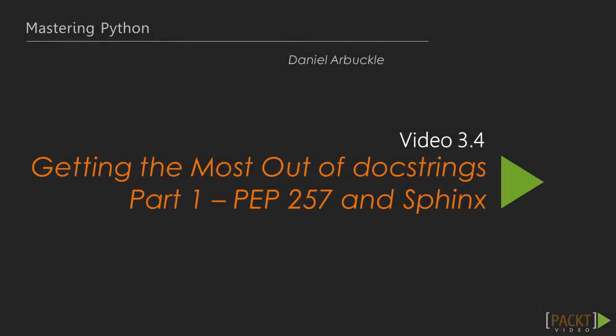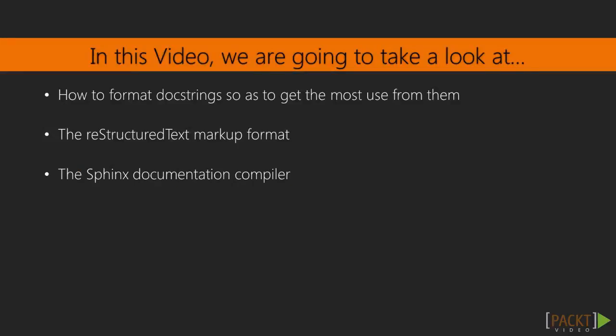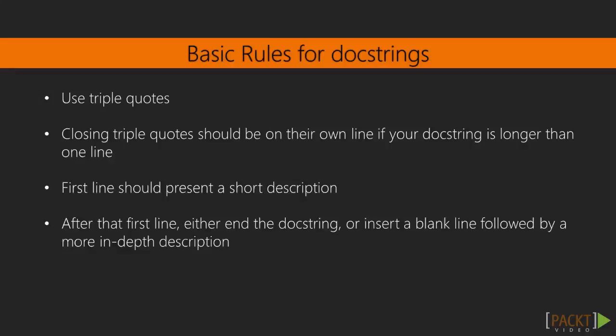3.4, PEP 257 and Sphinx. We're going to see how to format our docstrings to get the most use from them, and we're going to look at the restructured text markup format. Then see how to feed those two things into the Sphinx documentation compiler, and to create HTML pages for our documentation of our project. PEP 257 documents the expectations of Python programmers and tools with respect to docstrings.